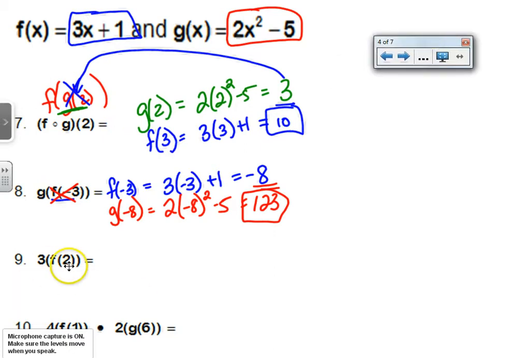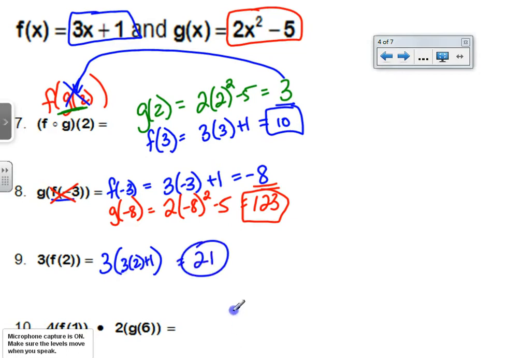And then, number 9, it's 3 times f of 2. So we're going to calculate f of 2, and then we're going to multiply it by a 3. So f of 2 would be 3 times 2 plus 1, which is 7. So 7 times 3 is 21. And then on number 10, I can't read it too well, but I think it says 4 times f of 1. So f of 1 would be 4. So 4 times 4 is 16.